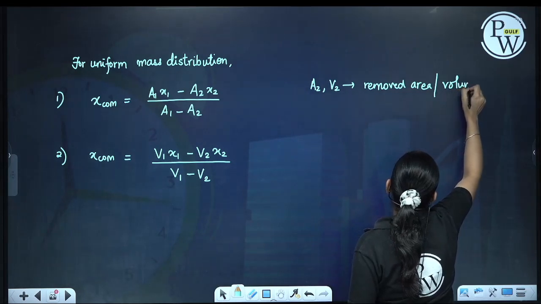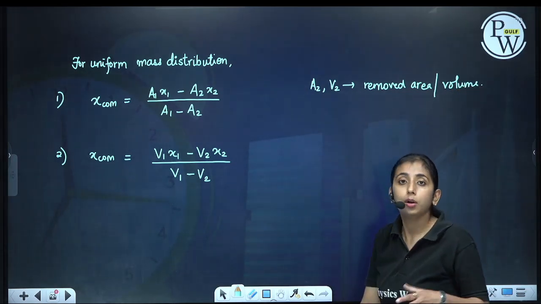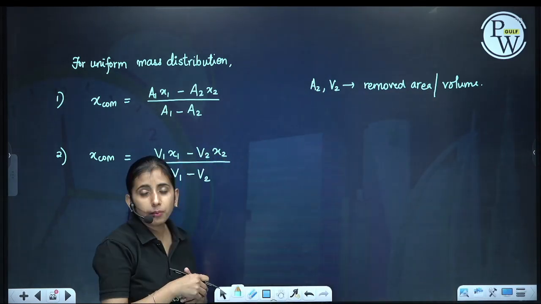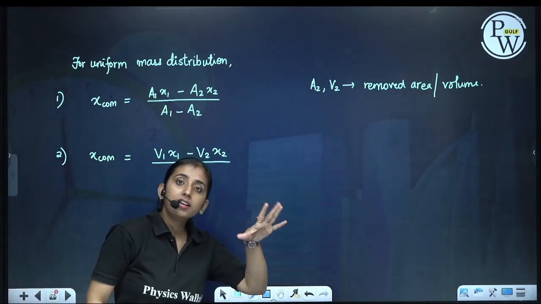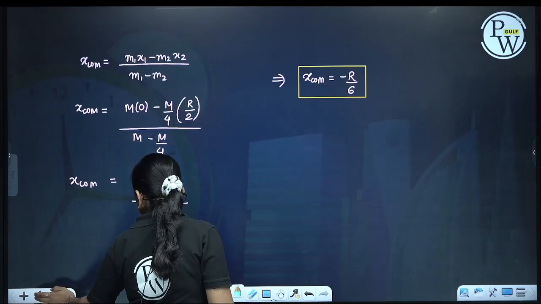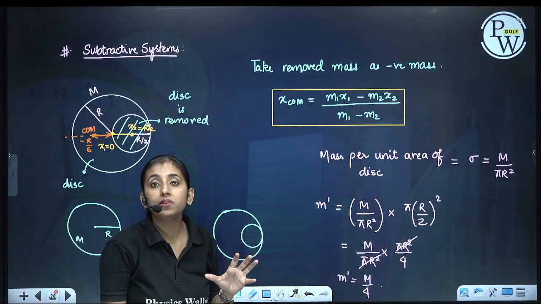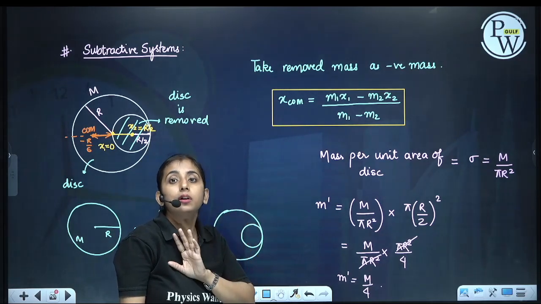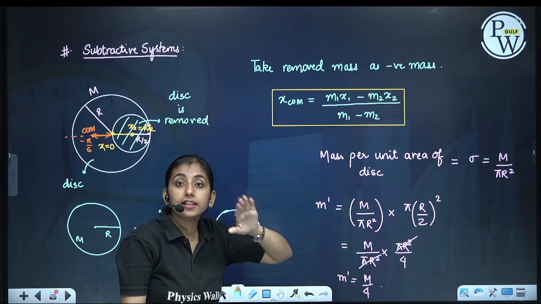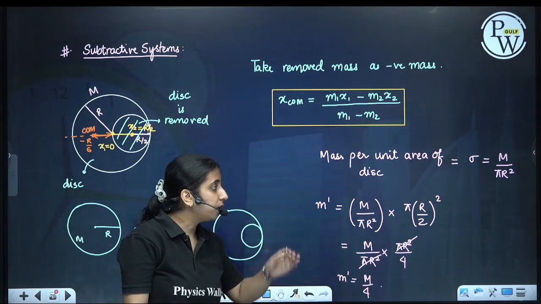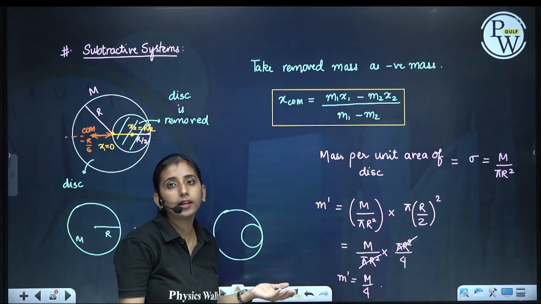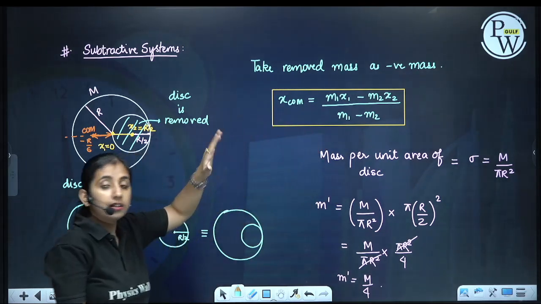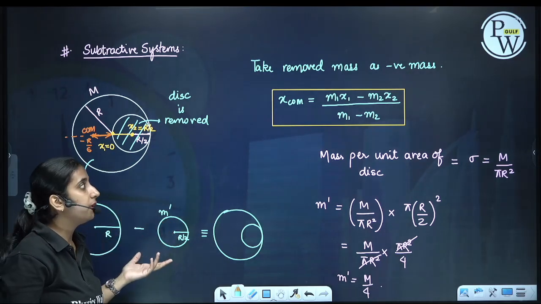Okay, A1 and A2 and V2 are the removed area and volume. If we have a rigid body of uniform mass density and some area is removed, just like in this disk case, this area is removed, we can write mass as density into area. Mass per unit area, that is mass density into area. Similarly, M2 will be mass density into area. So this density will come out as common and it will get cancelled.